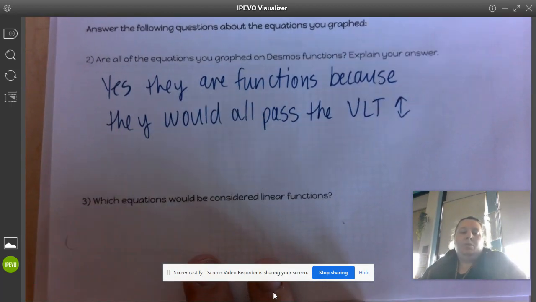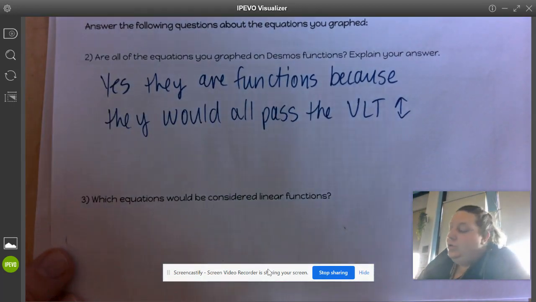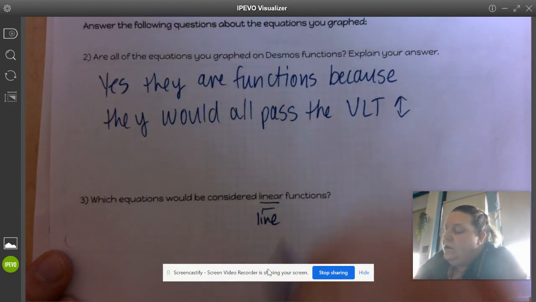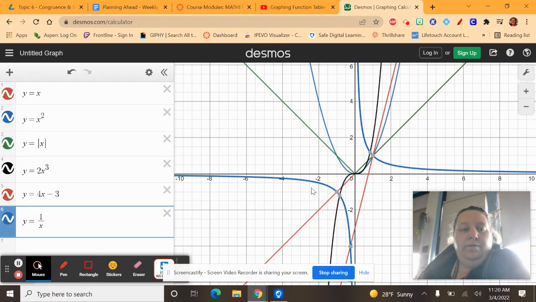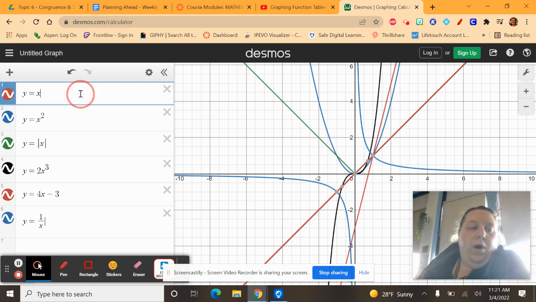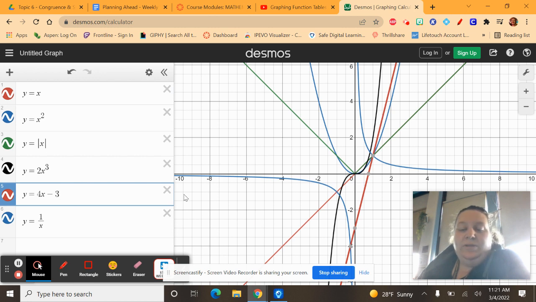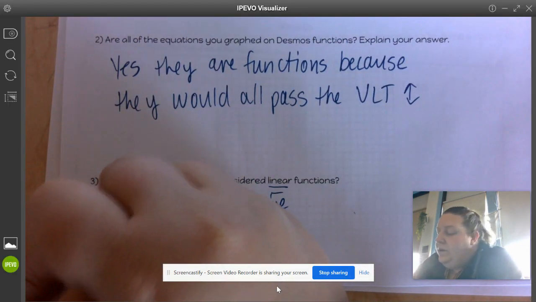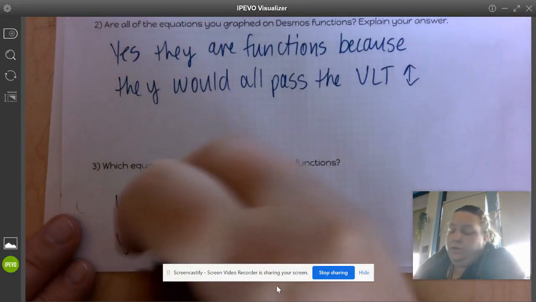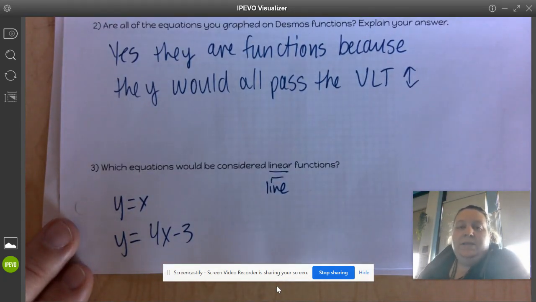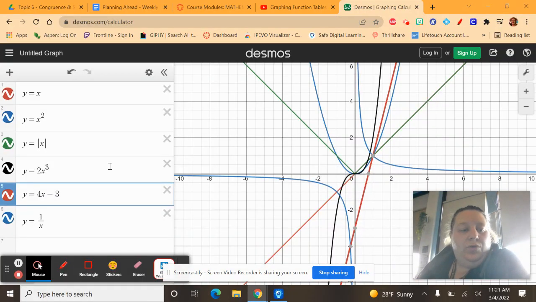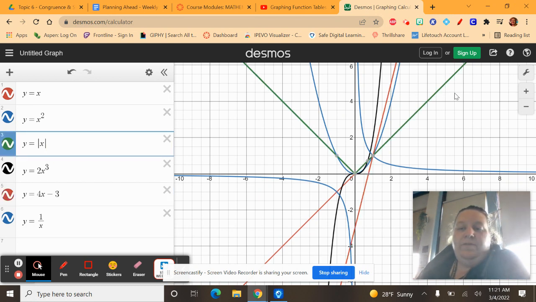Okay. Which equations would be considered linear? So remember, the word linear means line. So we're looking for a straight line from top to bottom. So y equals x in red, as well as my other red equation, y equals 4x minus 3. Those are the only two that are straight lines. So coming back here, y equals x and y equals 4x minus 3. The rest, even though I want to point out the green one, which is the V shape, even though it uses straight lines, it's not one continuous straight line, so that wouldn't be considered linear, okay?